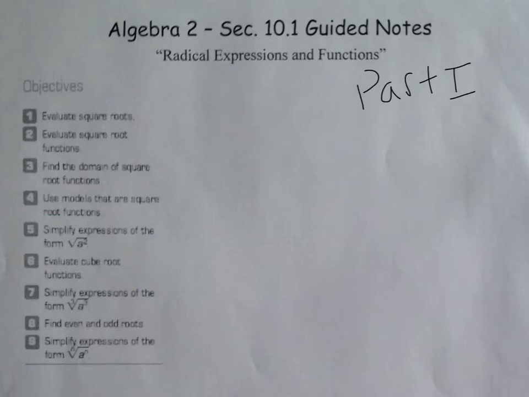Today we're doing 10-1 Part 1, Radical Expressions and Functions. Radical expressions are what most people think of as square roots, but radicals pertain to more than just square roots. It would be cube roots or the fourth root or the fifth root. So instead of just calling these things square roots, we call all of the different types radical expressions.